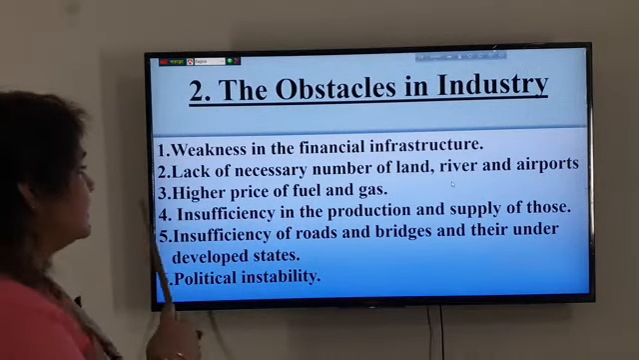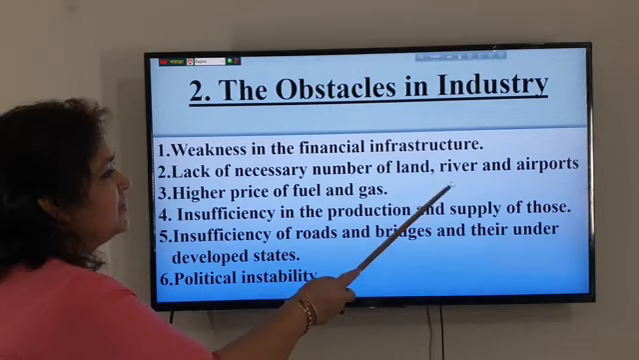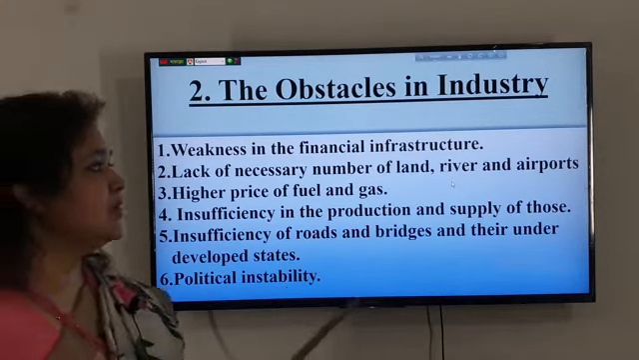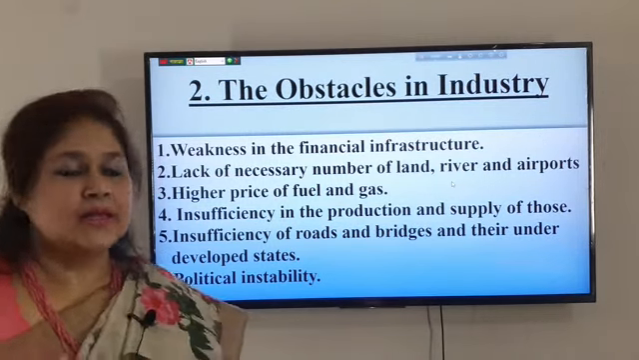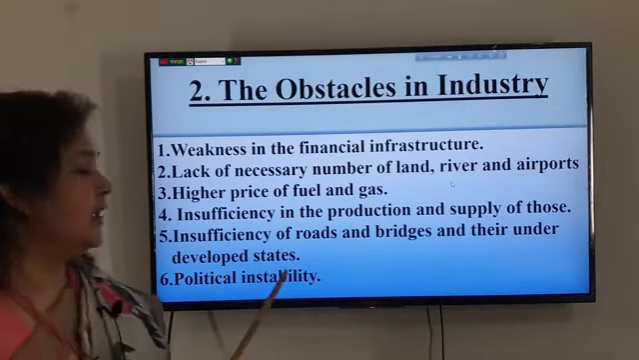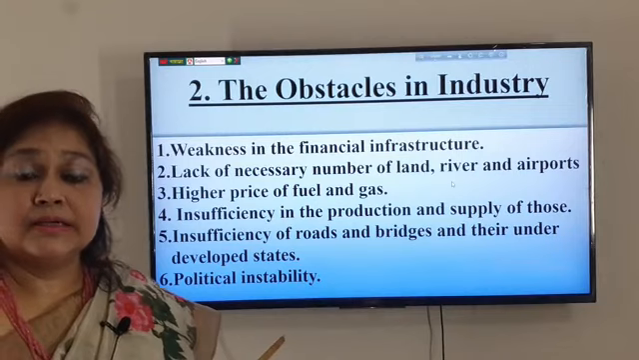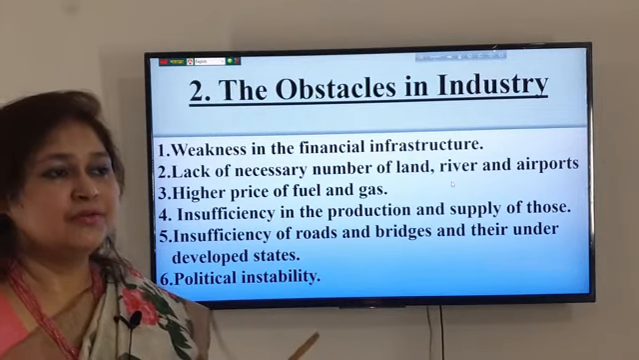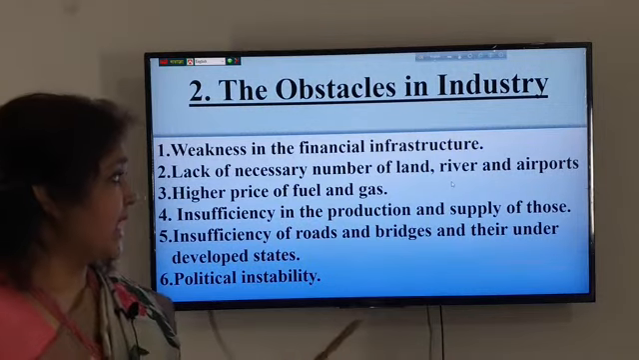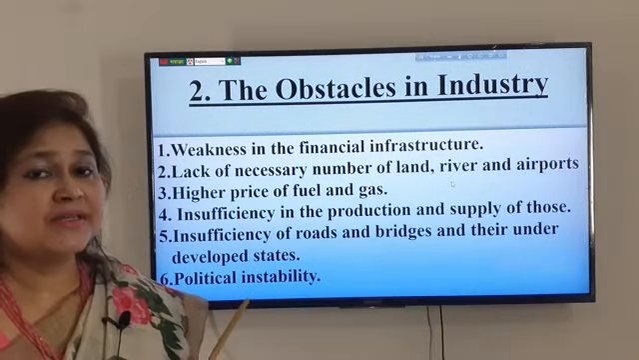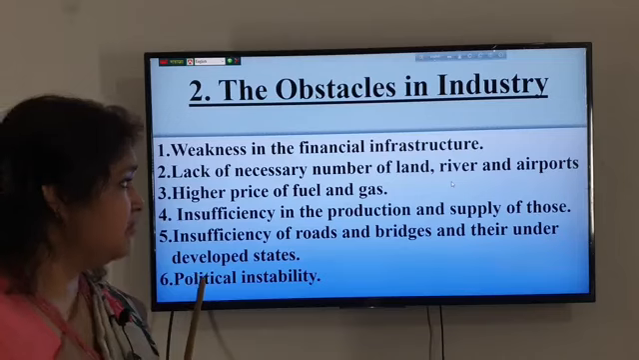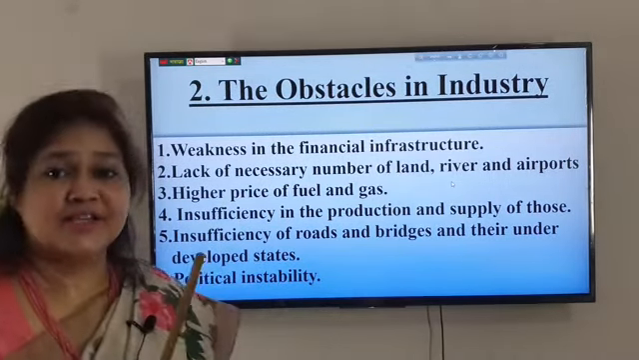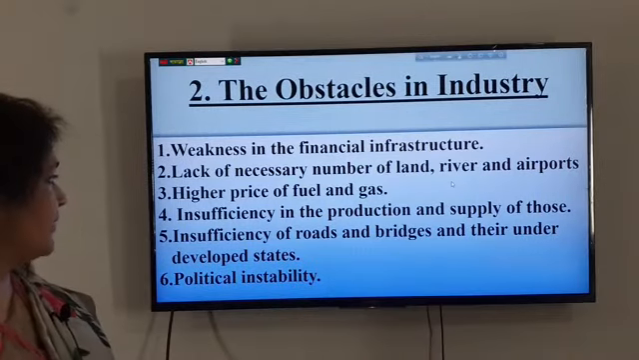And the second one is lack of the necessary amount of land, river and airports. Actually we do not have suitable places for establishing necessary industry, heavy industry, large industry, and so we cannot pay attention to establishing different types of industry. The main reason is the limited number of land, river and airport facilities.